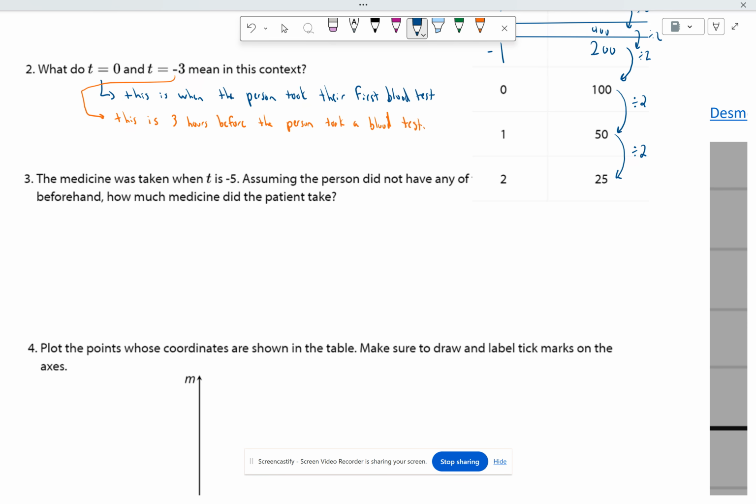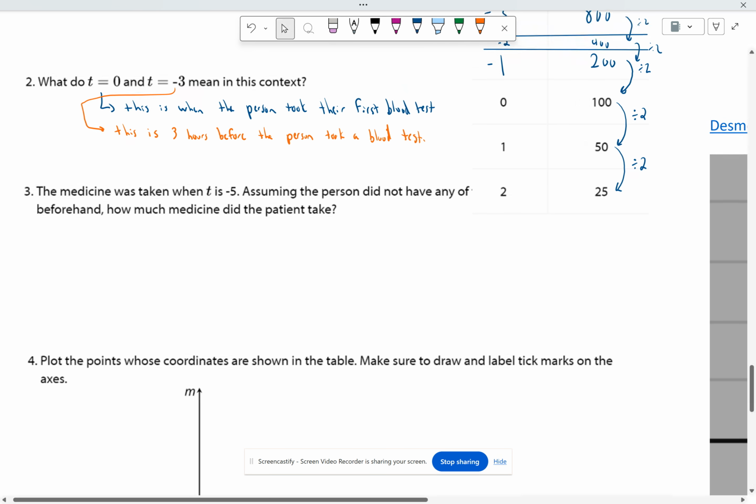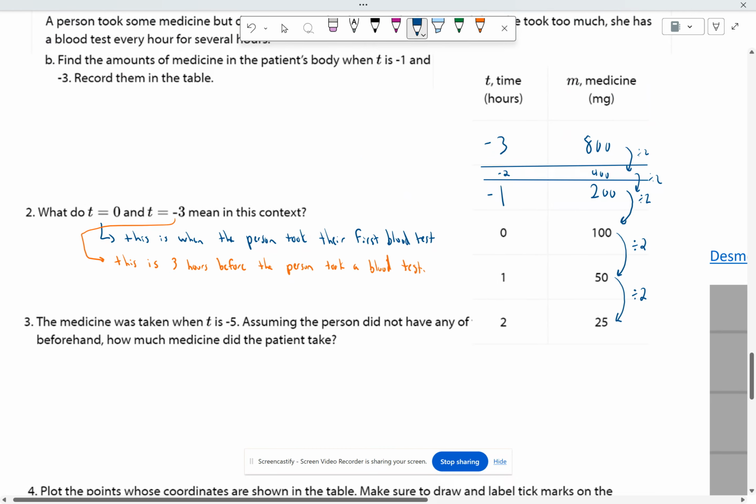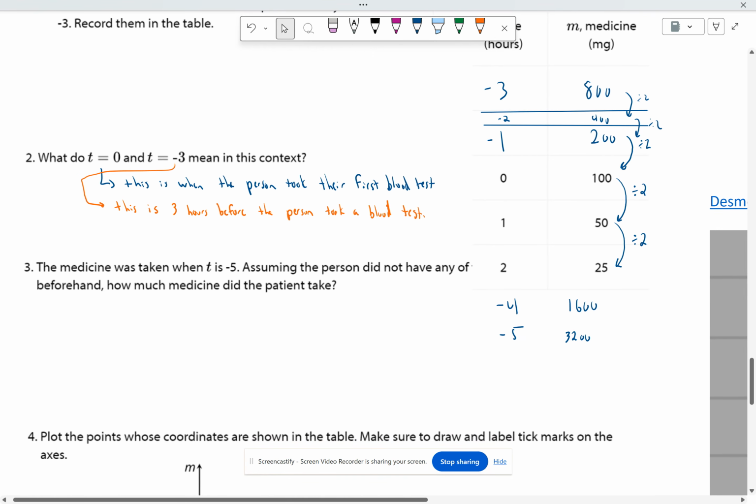Assume the person didn't have any beforehand. How much medicine did the person take? So we can keep going backwards. If I go backwards to -4, we just have to double the 800, which is 1600. And if we go back 1 more hour, we just have to double that, which is going to be 3200. So they must have taken 3,200 milligrams of medicine.